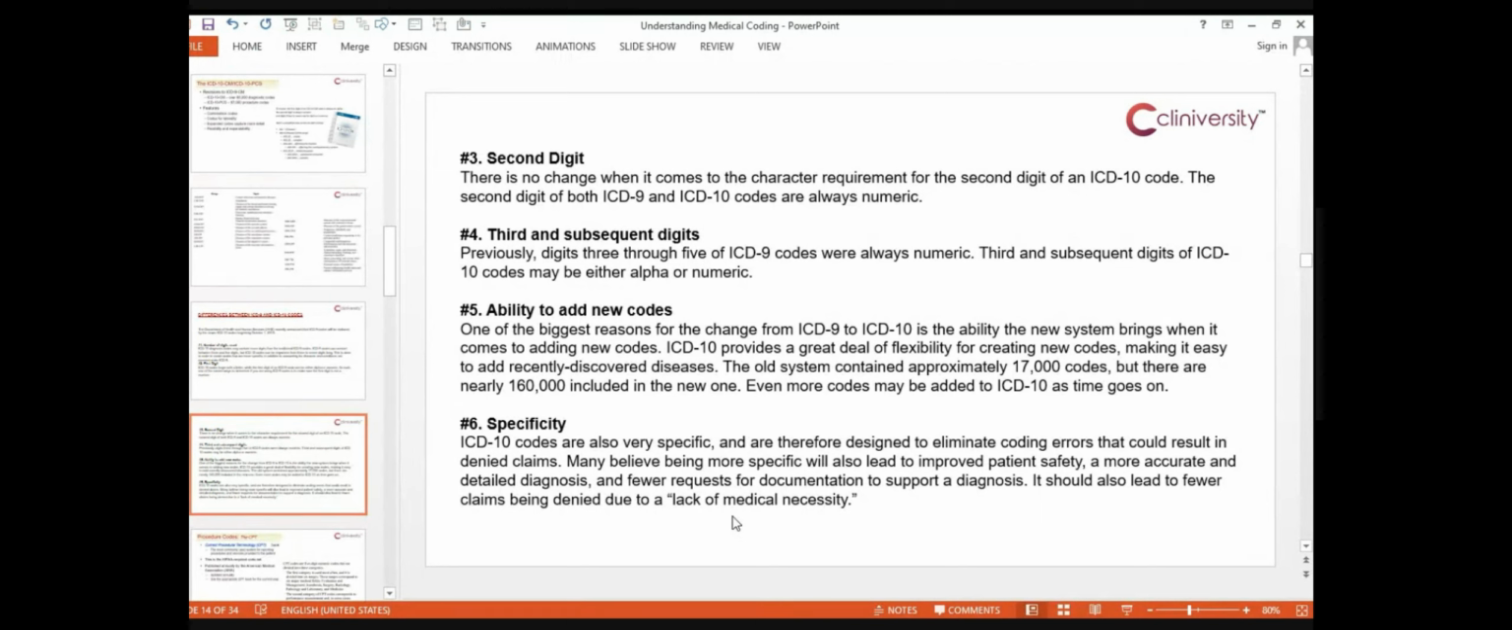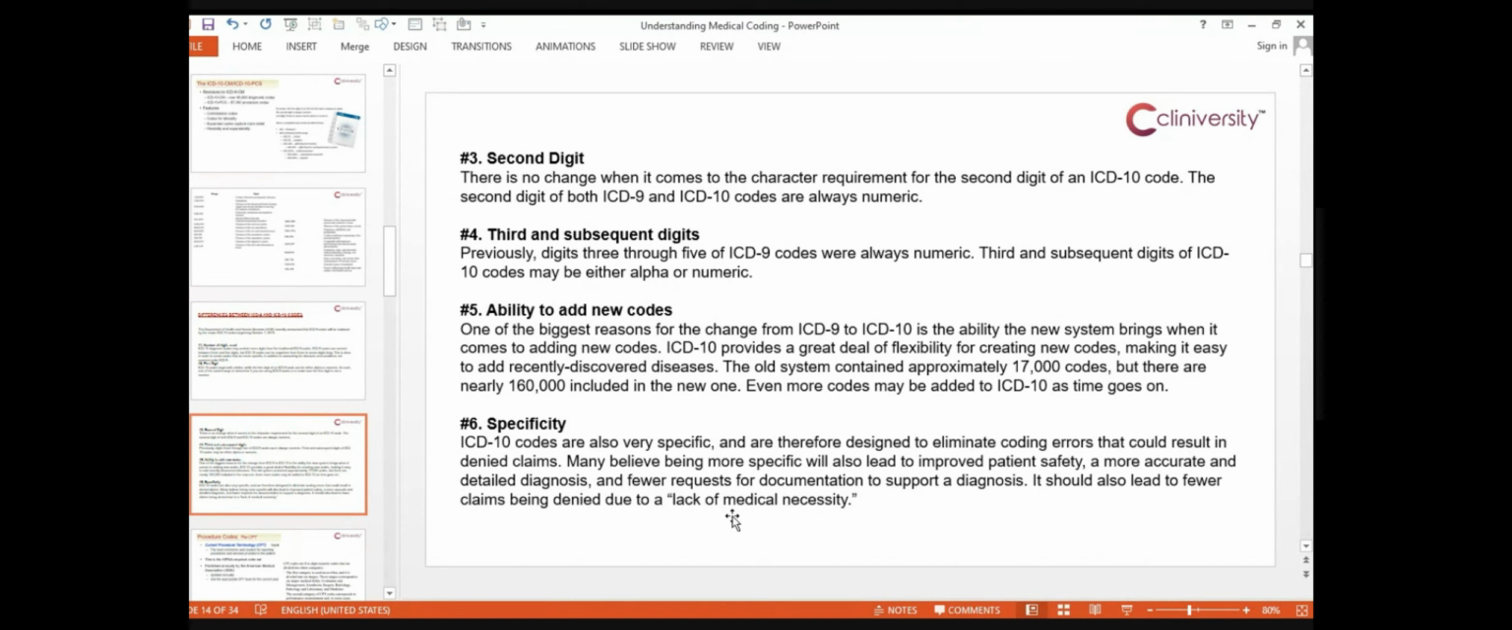Ability to add new codes. One of the biggest reasons for the change from ICD-9 to 10 is the ability the new system brings when it comes to adding new codes. ICD-10 provides a great deal of flexibility for creating new codes, making it easy to add recently discovered diseases. The old system contained approximately 17,000 codes, but there are nearly 160,000 included in the new one. Even more codes may be added to ICD-10 as time goes on.